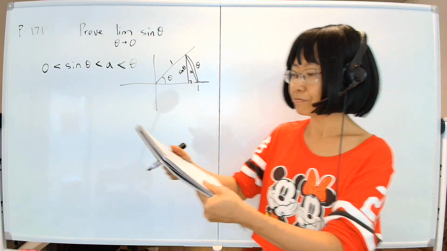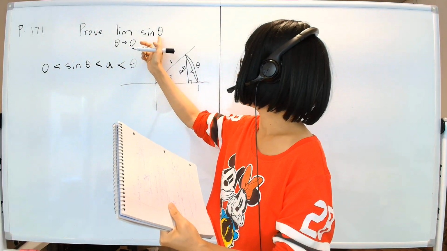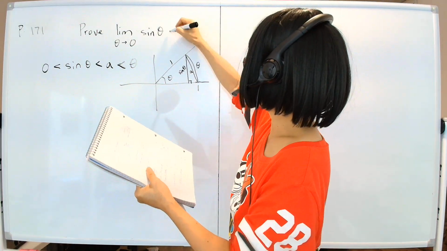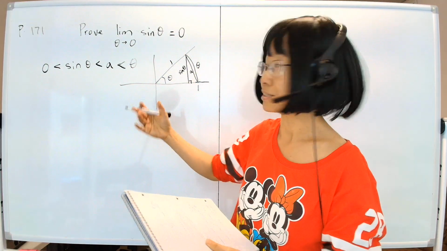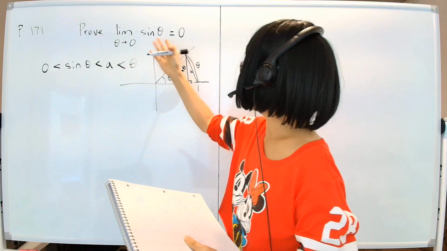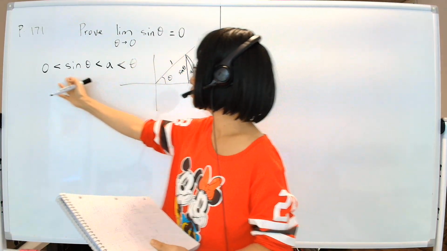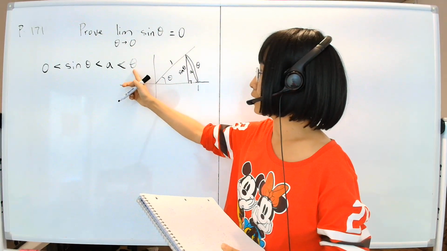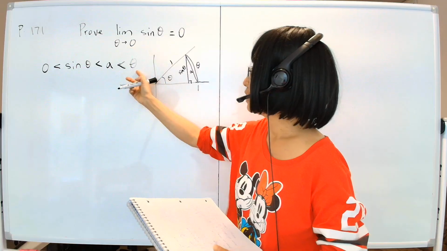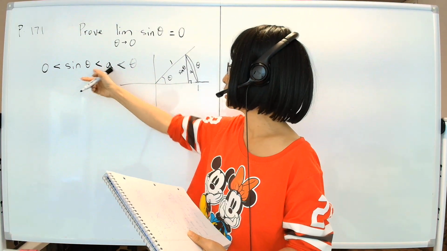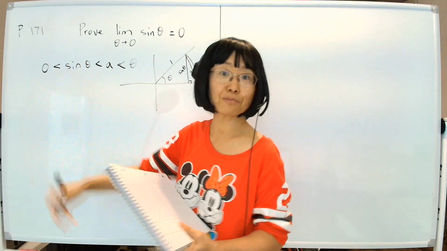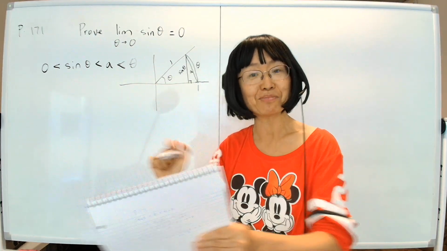But before we do that, the limit of sine theta as theta goes to 0 is equal to 0. Oh, I didn't finish my sentence. In fact, because this inequality is true, when we let theta go to 0, then sine theta has to go to 0 too, because it's less than theta and bigger than 0. So by the squeeze theorem, it gets pushed right in there.